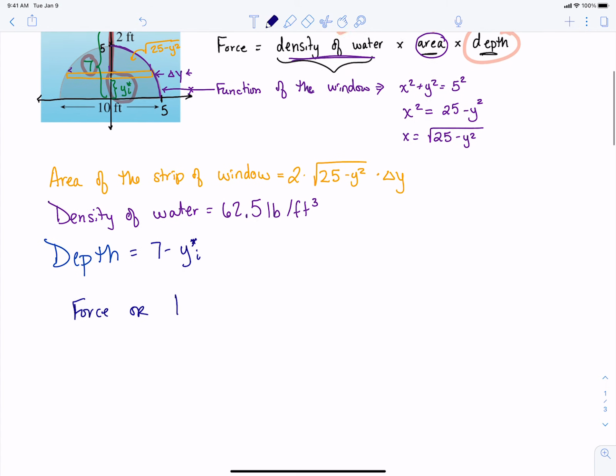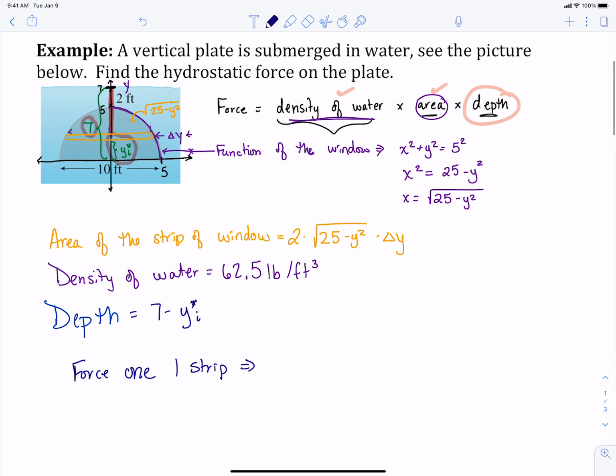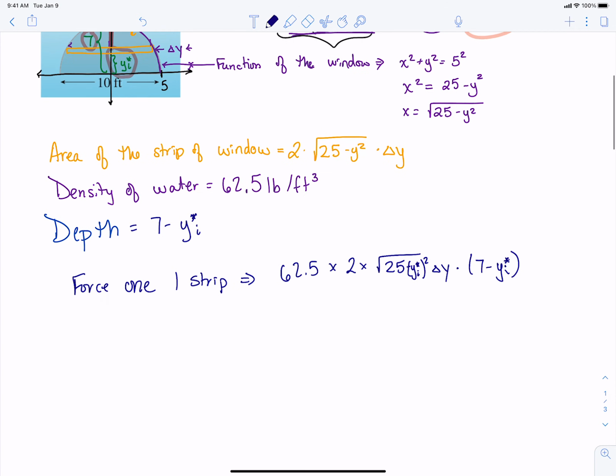So the force on one strip of this is going to be the sum. Well, we won't do the sum yet. We'll just do the force on one. It's going to be the density of water times our area times our depth. And this actually right here is also y sub i star being squared. So this is the force on one strip.